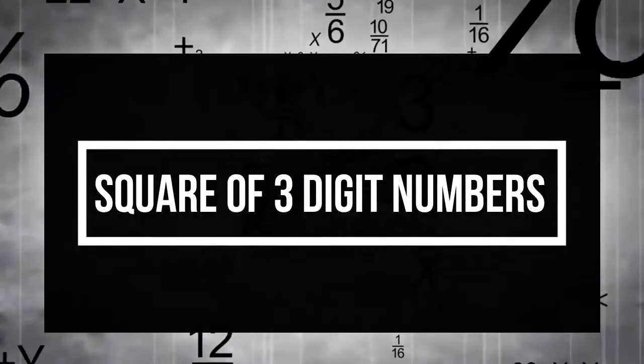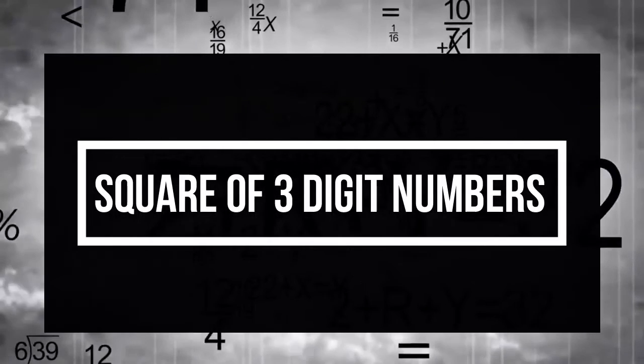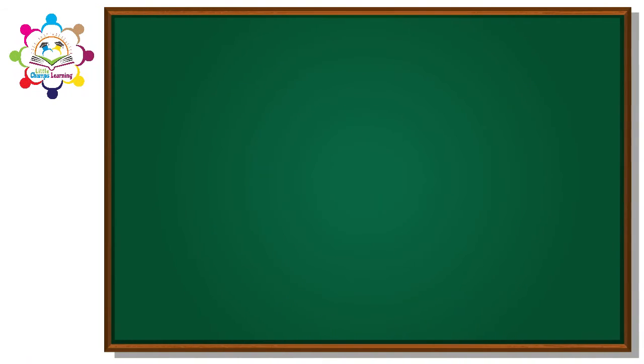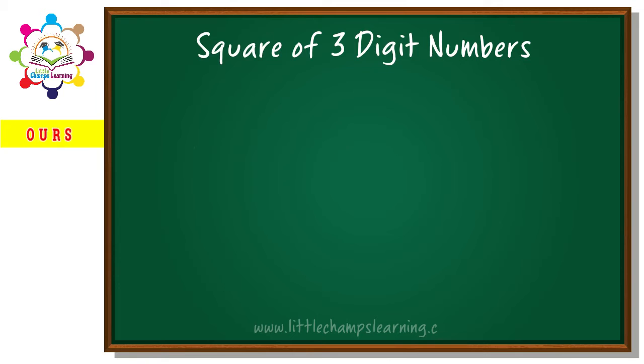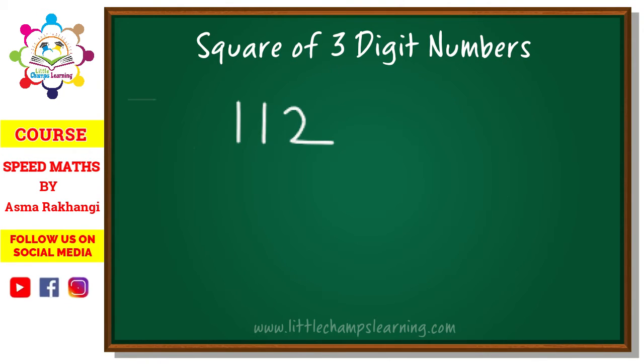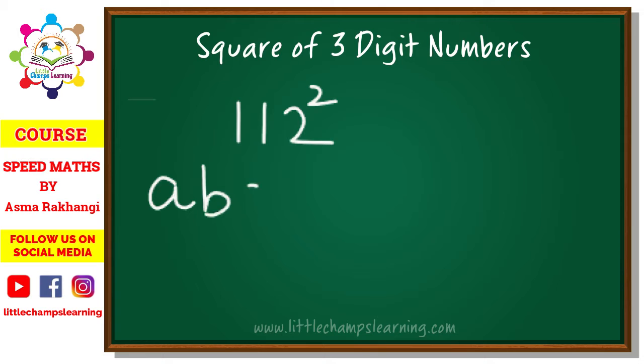Now, continuing in the series of square numbers, let's see how to do the square of 3-digit numbers quickly. For example, if you have a number, say 112, and you need to find the square of this. Before starting with the technique, let's see this in alphabetical terms. So, if you have a 3-digit number, say ABC, and you need to find the square of this.